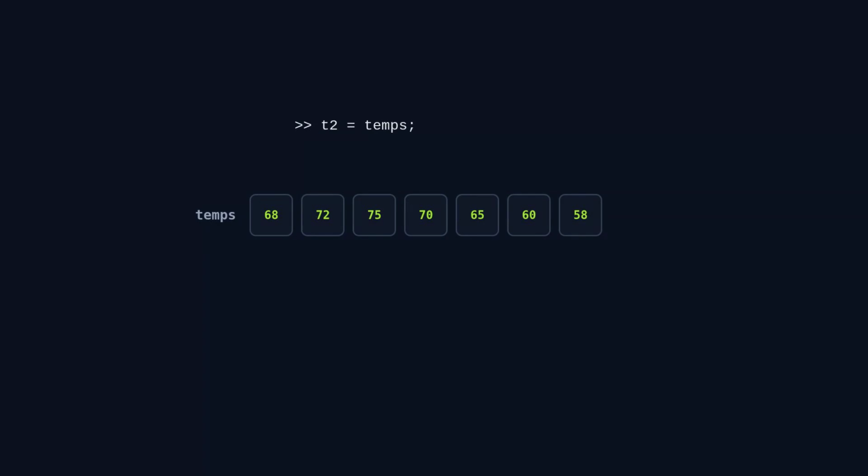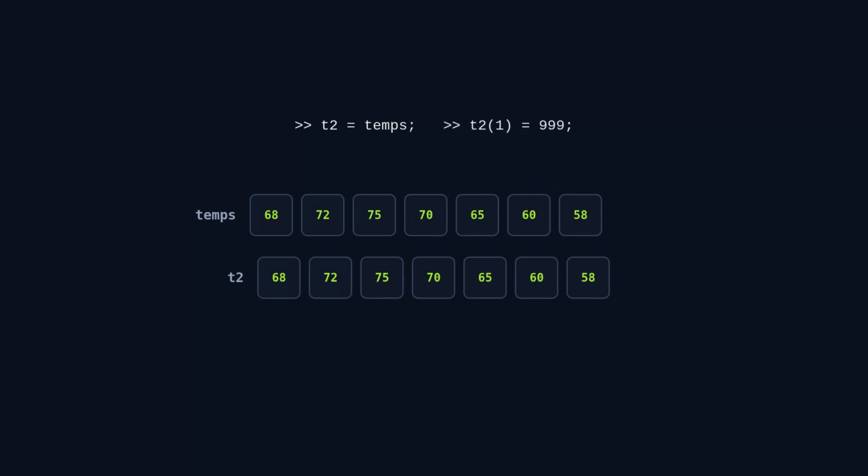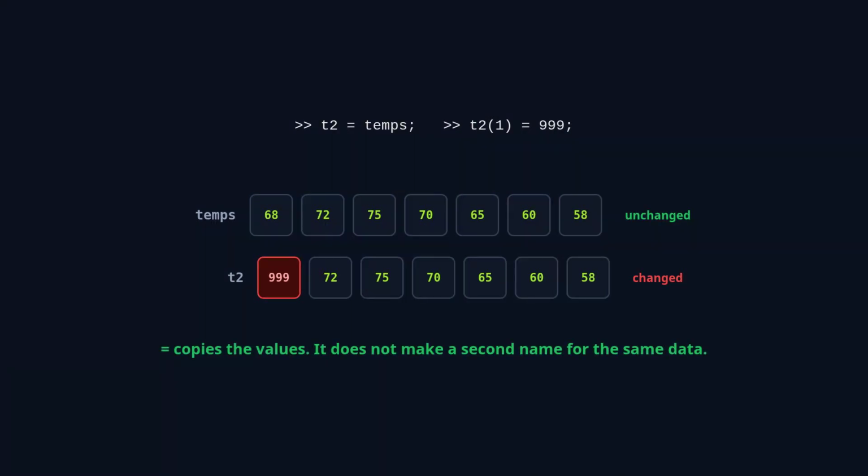One more myth, and it's the one that trips people up hardest. Write T2 equals temps, then change T2 of 1 to 999. In some languages, T2 would just be another name for the same data, and temps would change too. Not here. Check temps, completely untouched. Assigning an array in MATLAB copies its values.